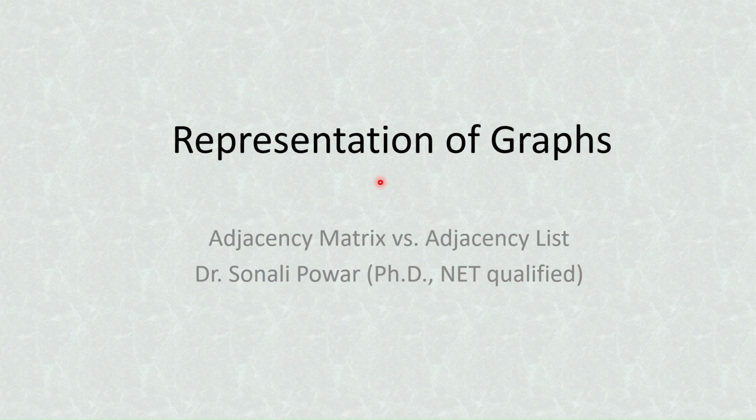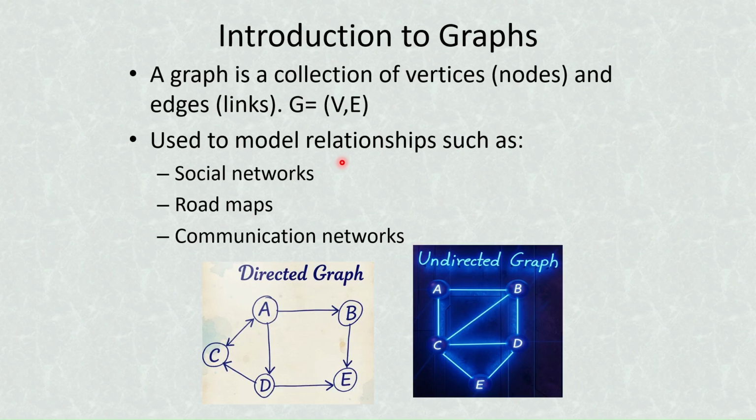In this video, we will see what is a graph, what are the ways to represent the graph, and what are the advantages and disadvantages of those representations. Graph is a collection of vertices and edges. It means G is equal to (V, E). V means set of vertices and E means set of edges.